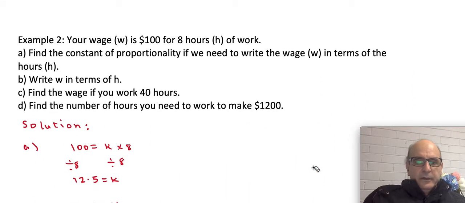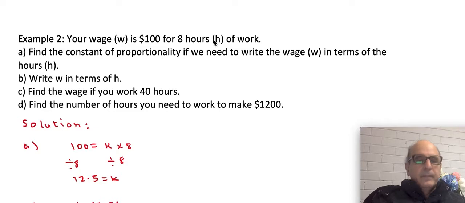Second example, your wage W is $100 for 8 hours of work. So you work 8 hours, and you get paid $100. And here we are talking about wage, which we show with the letter W, and the number of hours, which we show with the letter H.